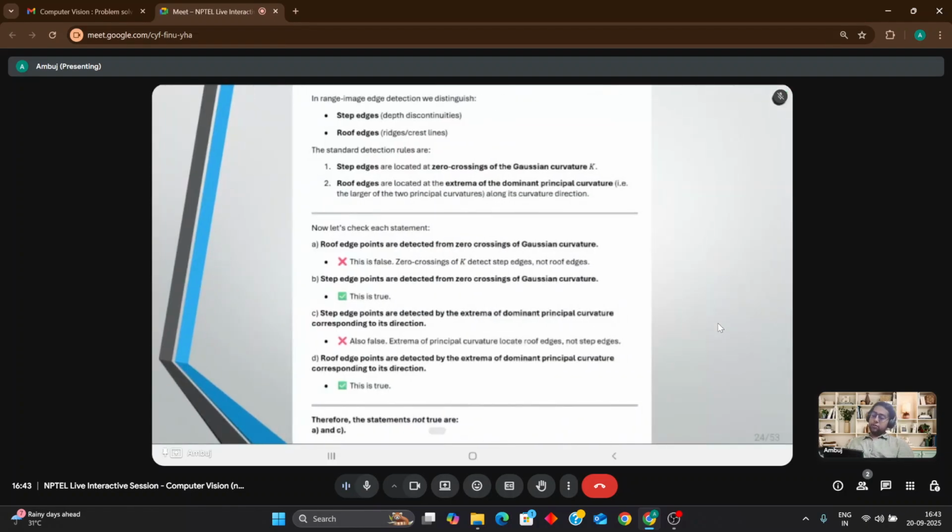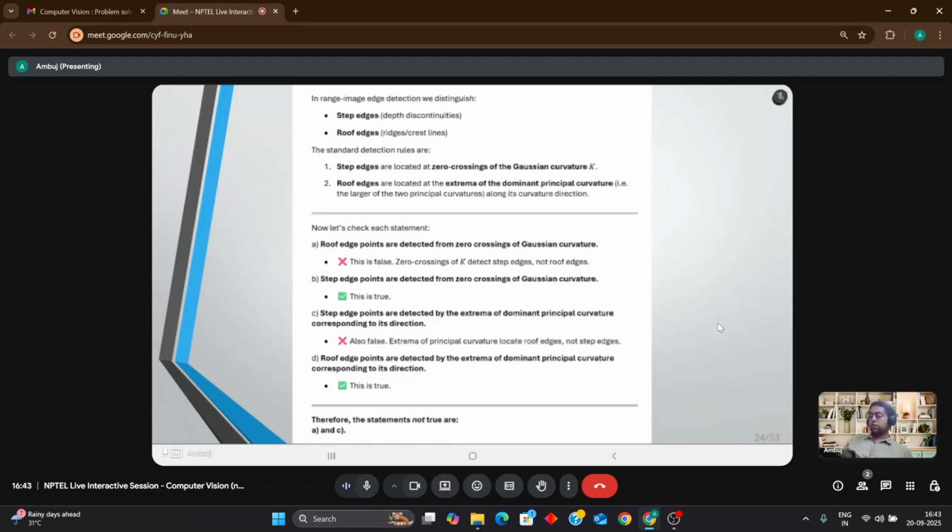In range image edge detection, we try to distinguish between step edges, which are depth discontinuities, and roof edges, which are edges of fresh lines. The standard detection rules are: step edges are located at zero crossings of the Gaussian curvature. Roof edges are located at the extreme of the dominant principal curvature, that is the larger of the two principal curvatures, along its curvature direction. Now we will check each statement stepwise.